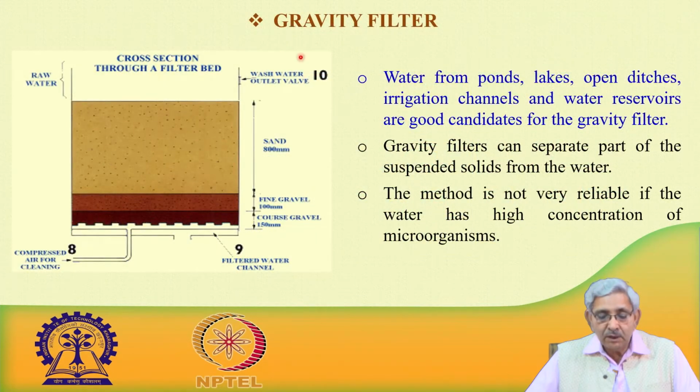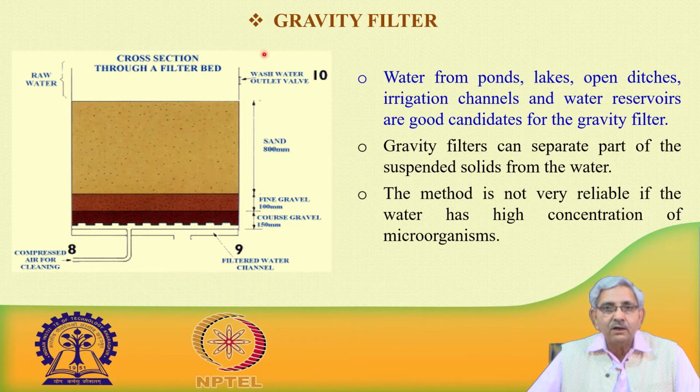When we use a gravity filter, as the name says, gravity filter means water is allowed to pass through the medium, and then water trickles. When the water comes, it is stored in a settling basin where the particles slowly get settled. So, that is one type of gravity filter.